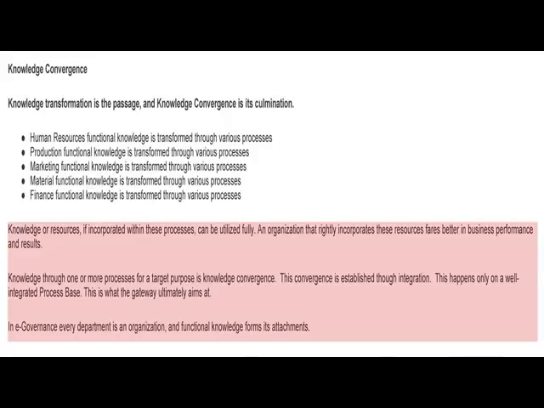An organization that rightly incorporates these resources fares better in business performance and results. Knowledge through one or more processes for a target purpose is knowledge convergence. This convergence is established through integration. This happens only on a well-integrated process base. This is what the gateway ultimately aims at. In e-governance, every department is an organization and functional knowledge forms its attachments.